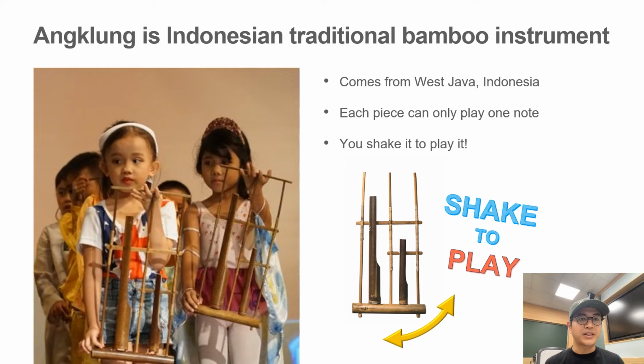So Angklung is a traditional bamboo instrument that originally came from Indonesia. It originally came from West Java, Indonesia. And one angklung can only play one note, so you will need a lot of people to play a whole song. And in order to make a sound, you need to shake the angklung, the bottom part of the angklung, to make it generate a sound.